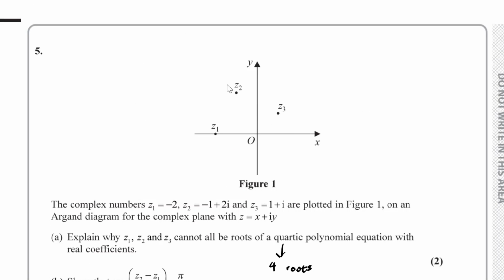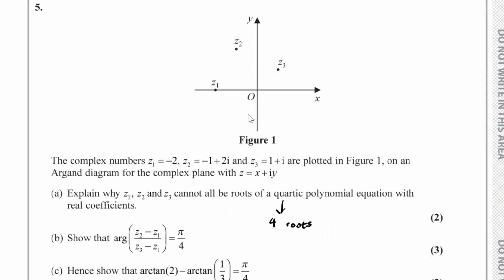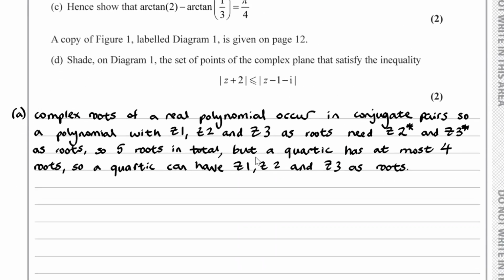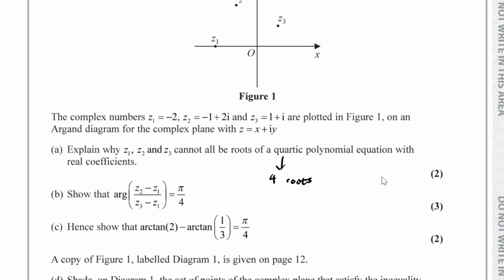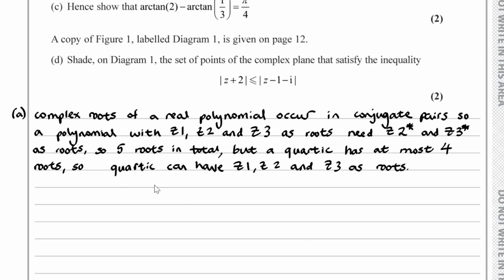Those roots are imaginary, so we need the complex conjugates of that. And therefore we'd have 5 roots in total. But a quartic has at most 4 roots, and therefore no quartic can have z1, z2 and z3 as roots. Okay, so we have no quartic can have these roots.